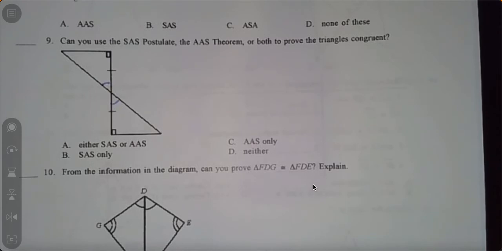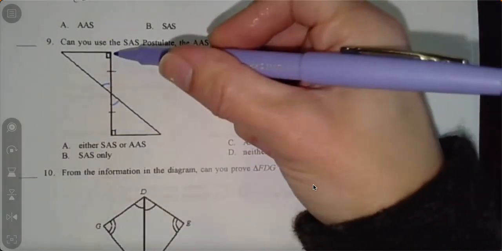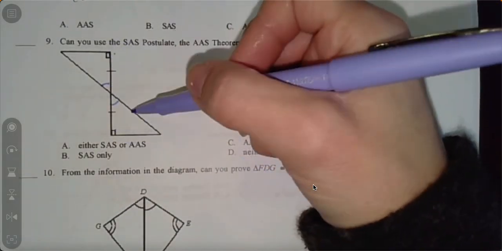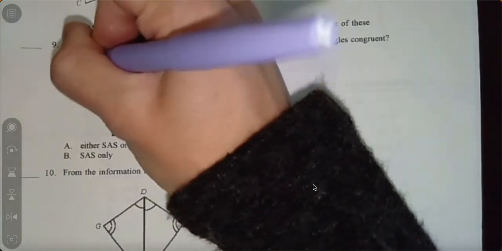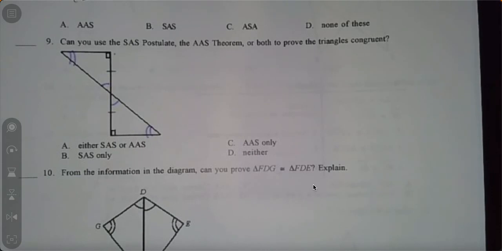Do y'all remember something called the third angle theorem? So if I know these two angles are already congruent to each other, then what do I know about the third angle? It is also congruent to the other one, right?